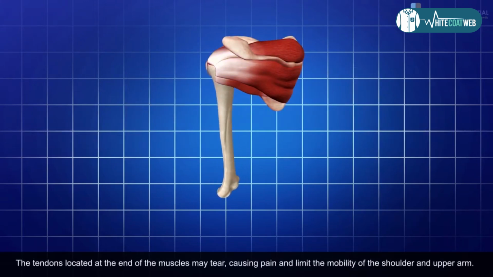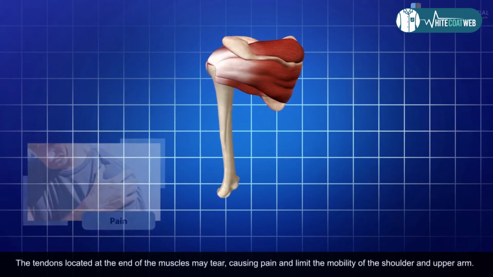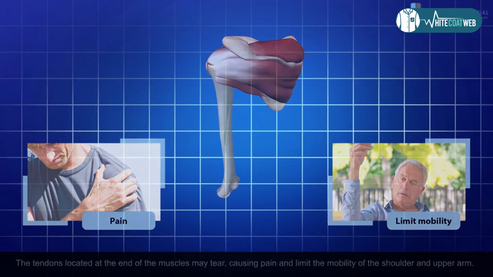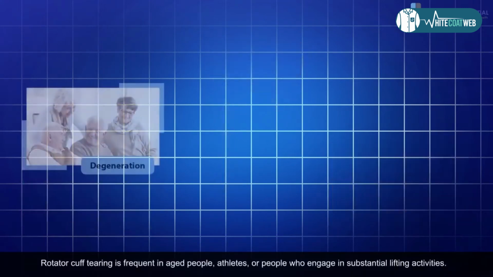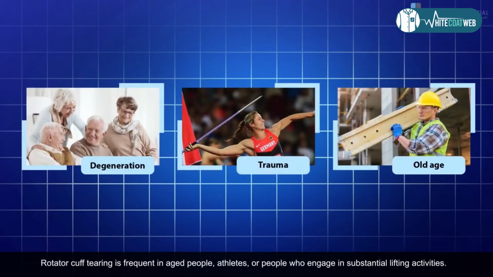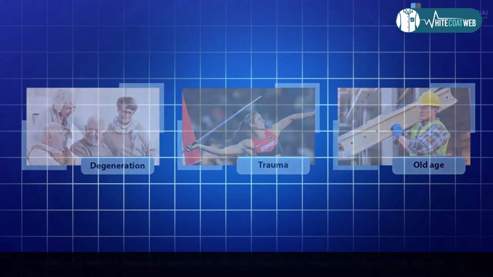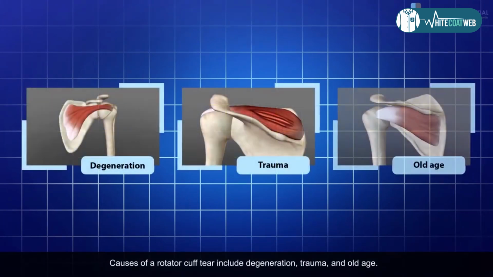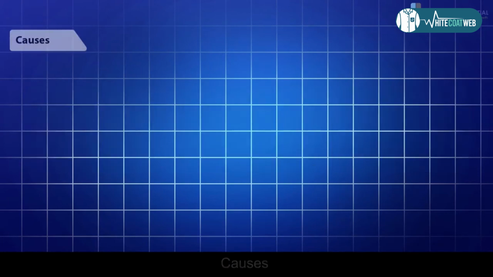The tendons located at the end of the muscles may tear, causing pain and limiting the mobility of the shoulder and upper arm. Rotator cuff tearing is frequent in aged people, athletes, or people who engage in substantial lifting activities. Causes of a rotator cuff tear include degeneration, trauma, and old age.